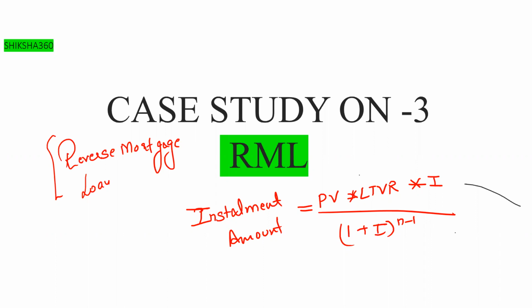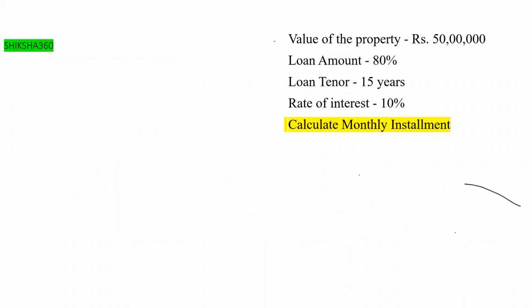Basically, what will they ask here? So let's start. Here i is the interest rate. In the book, the value of i depends upon the frequency selected. So let's discuss the question. First, the value of the property, the present value of the property, is 50 lakh.